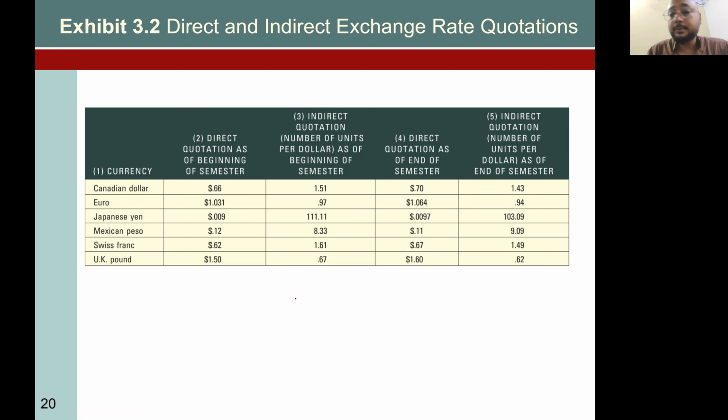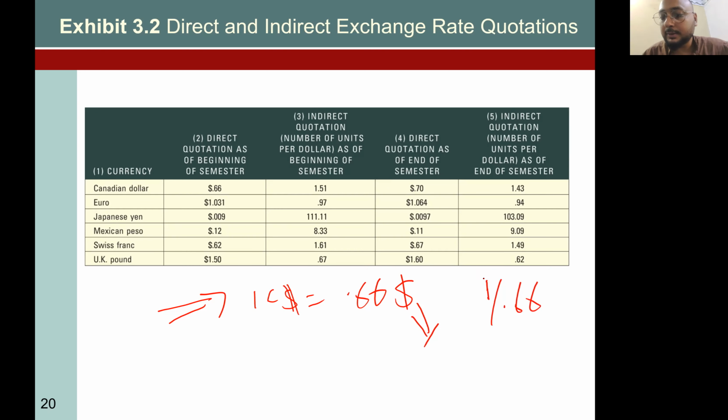So if I write down direct quotation, I will write it down: 1 Canadian dollar is equal to $0.66. If I write it down as indirect, how can I find out indirect? Just divide 1 by 0.66. The answer is going to be 1.51. I would write down $1 is equal to 1.51 Canadian dollar.